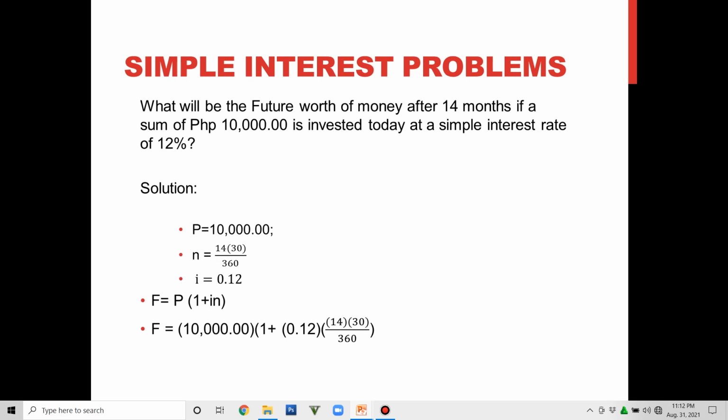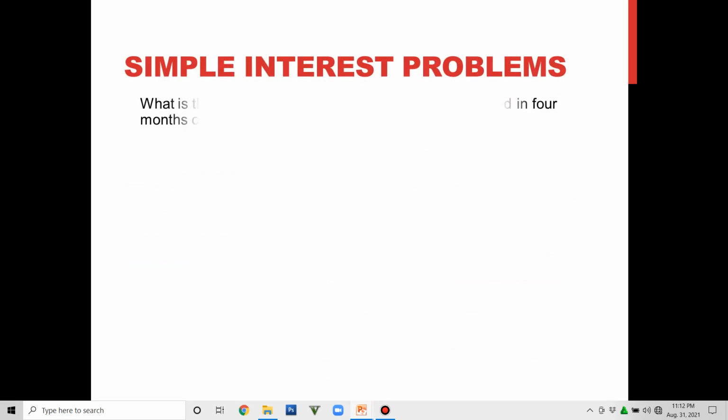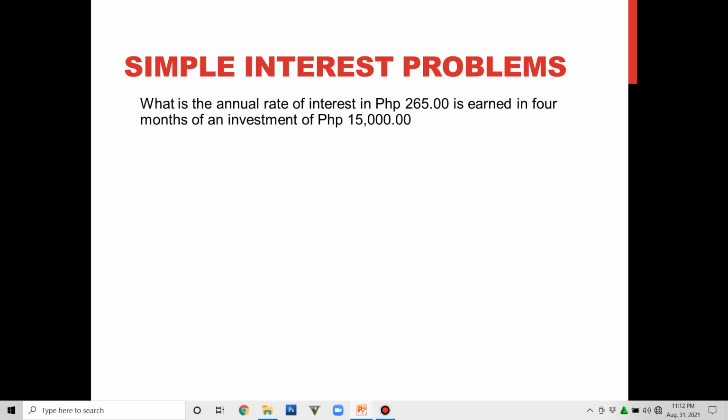Substitute mo lang. And we will be having 11,400 pesos for that. Okay, so moving on. So this time, what would be the present worth and what would be the future worth?